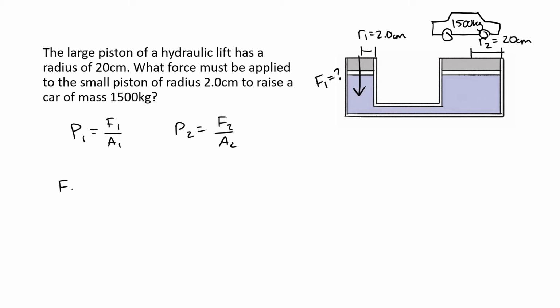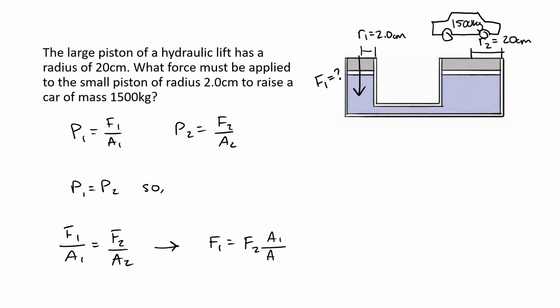Okay, so we have F1 over A1 equals F2 over A2. It's pretty much the same result as last time, but this is something we have to fill out now.